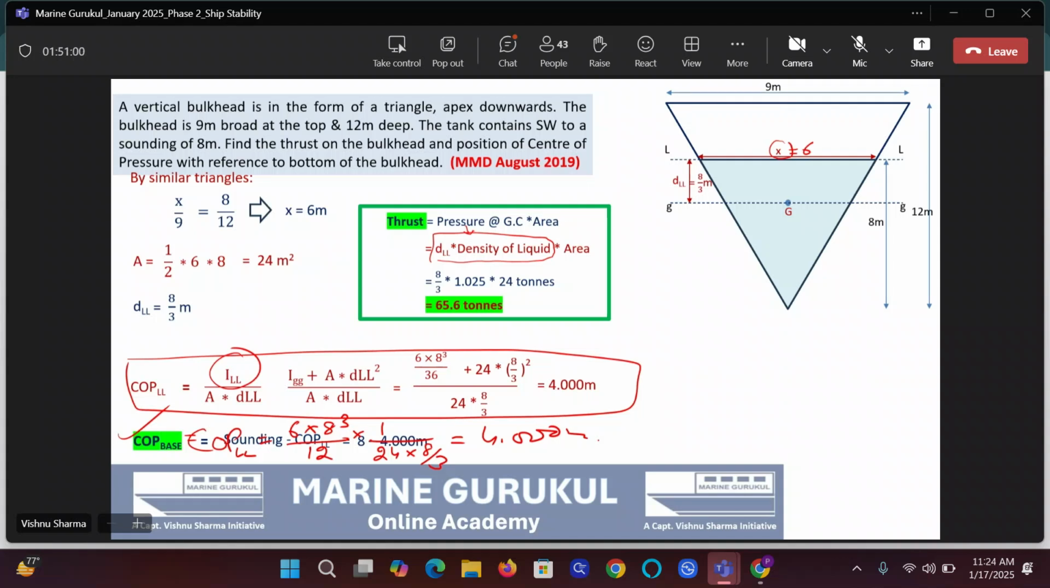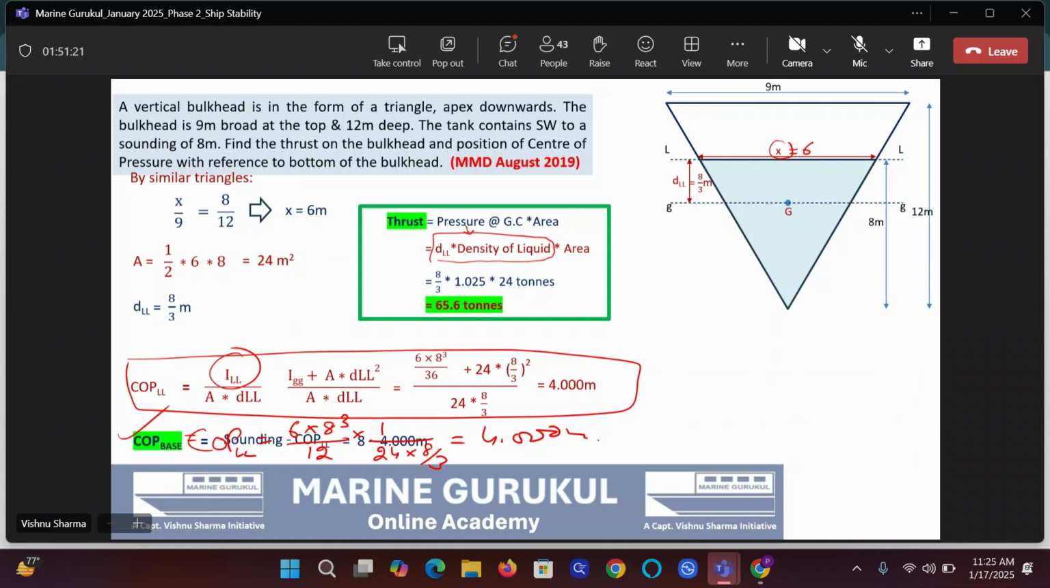Okay. So through these two questions, one of them being an MMD exam question, we have learnt similar triangles. I hope everybody is clear with that. If a similar triangle again comes in the questions, you should not be struggling. You should be getting the values by yourself, guys.